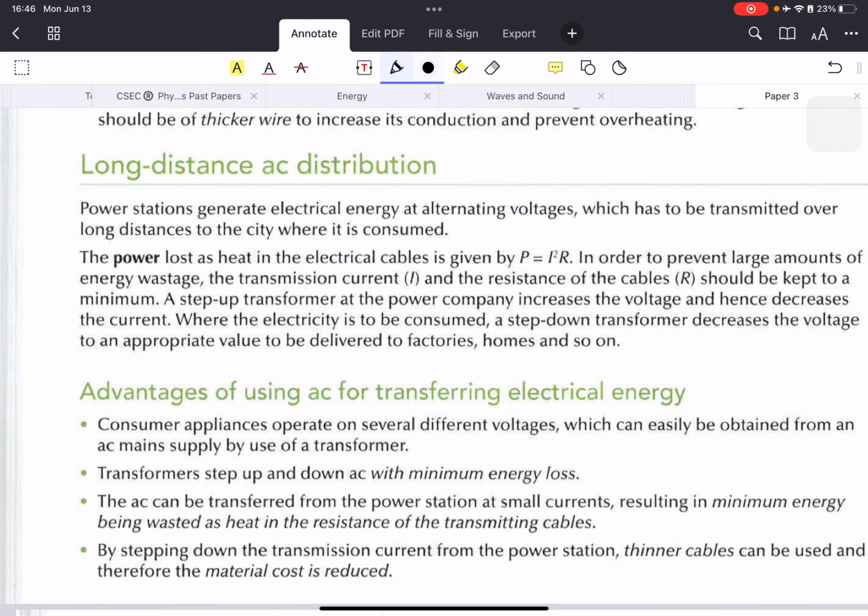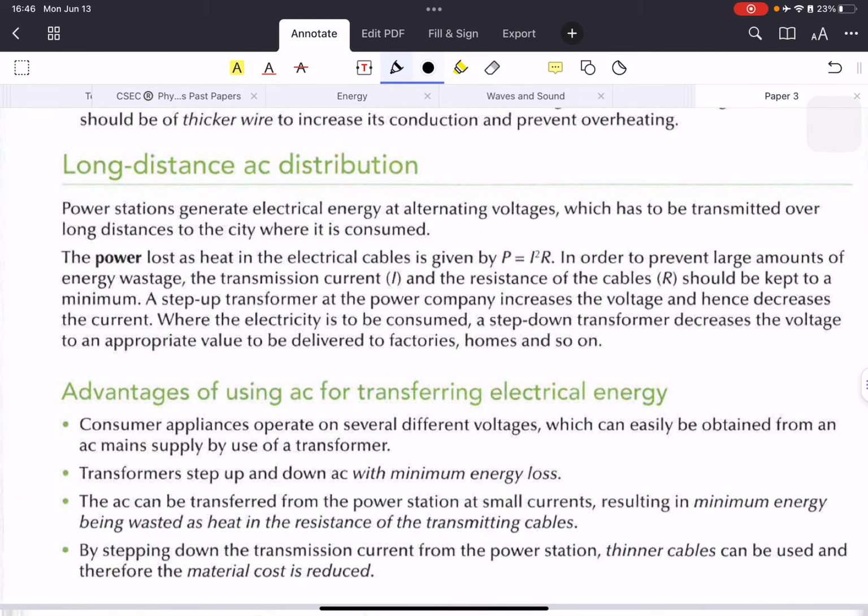So when your local electricity company is sending electricity, some of the power is lost as heat, right? So in order to prevent large amounts of energy being wasted as heat, the resistance of the cables should be kept at a minimum, right? And when resistance is at a minimum, voltage is at a maximum, right? So a step-up transformer is used to increase the voltage as high as possible only when transporting it to your home, right? Through the wires on the light poles, right?